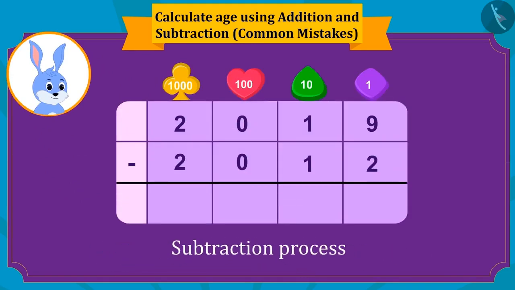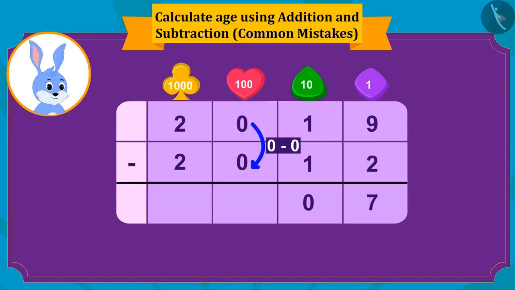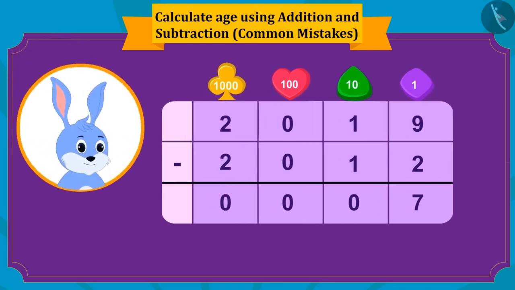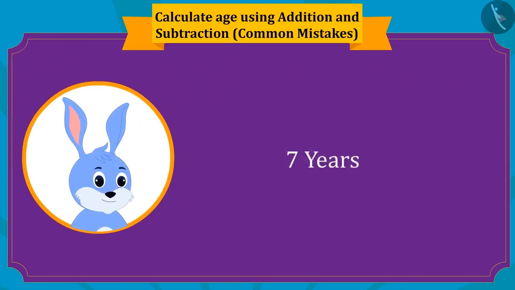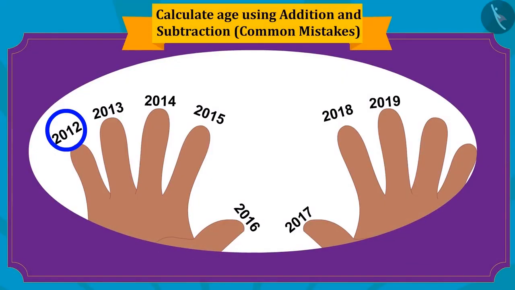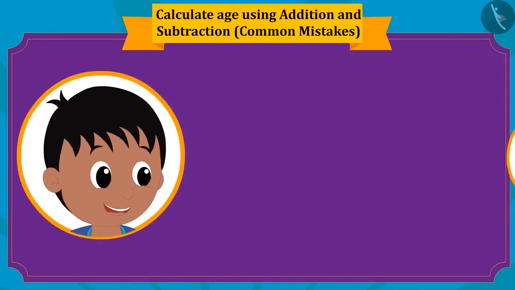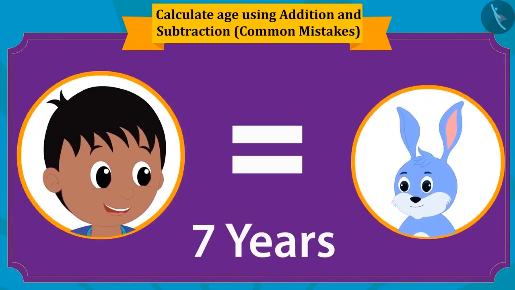Good. Bunny calculated his age by using the subtraction process in this way. Children, has Bunny done the subtraction correctly? Yes, Bunny has done the subtraction right. Hence, Bunny calculated his age as 7 years, which is right. The rest of the children also caught Raju's mistake, and it turned out that Raju and Bunny are exactly of same age.